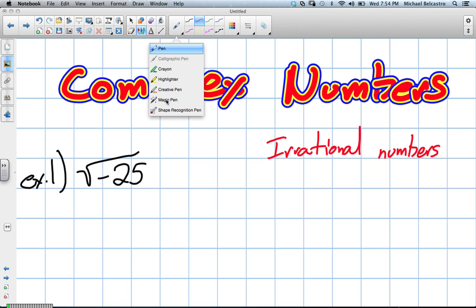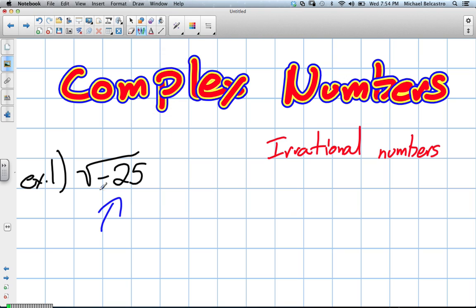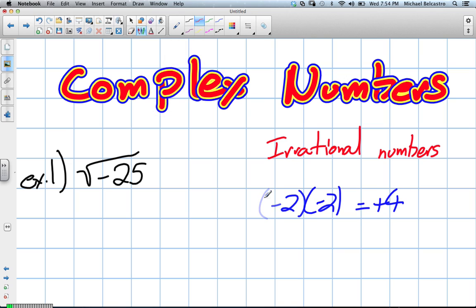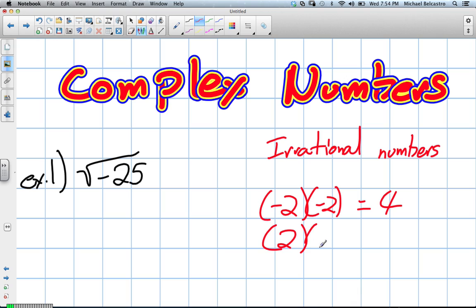Now, for instance, I cannot find the root of a negative term because, as far as we know, any two numbers, positive or negative, being the only two types of numbers on the number line for whole numbers, multiplied together don't give a negative. -2 times -2 we know is +4. And we also know +2 times +2 is +4. Neither of them creates a negative.